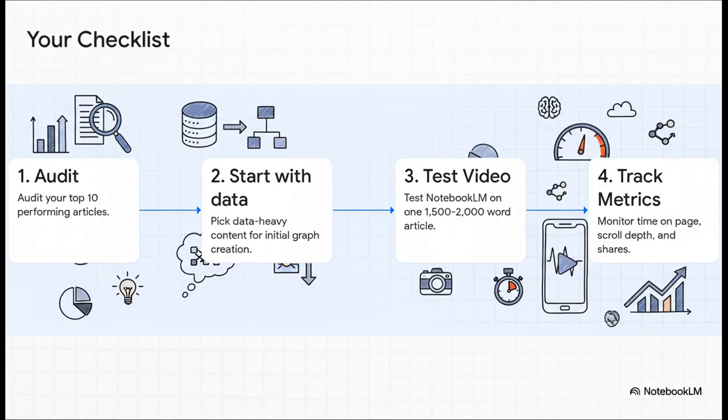First, just look at your top-performing articles. That's where you'll get the biggest bang for your buck. Pick one with a lot of data and make a chart. Test out NotebookLM on another one. Try to make one infographic a month. Then just watch what happens to your metrics.